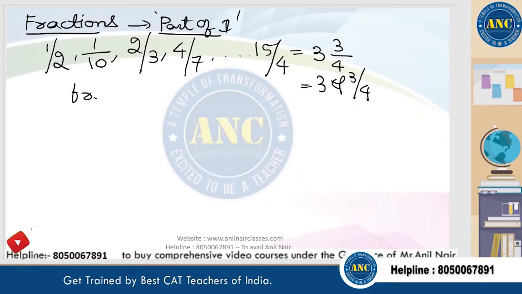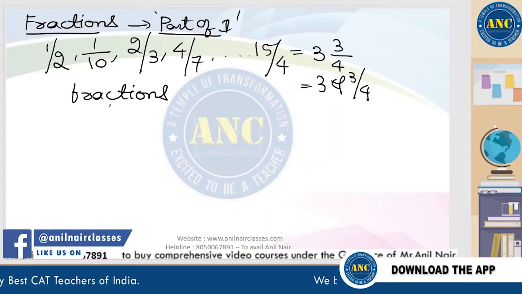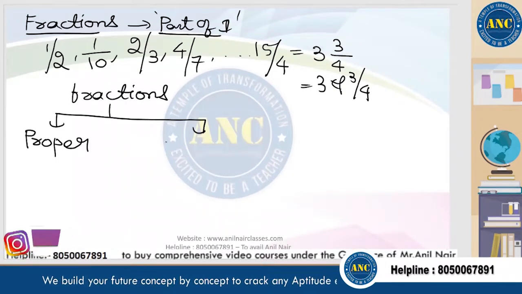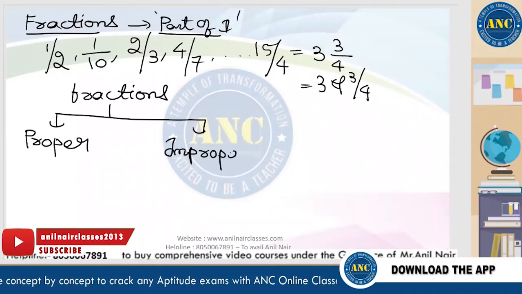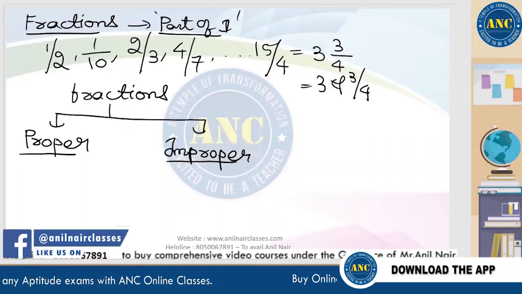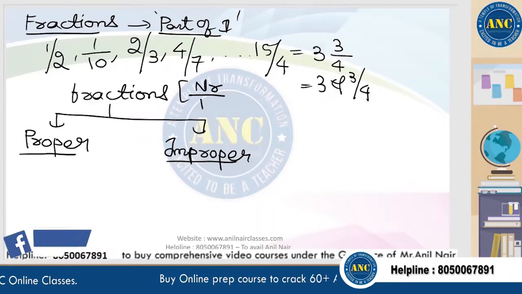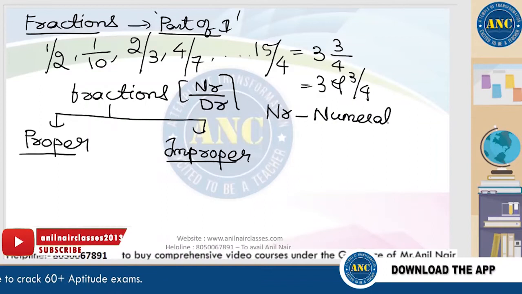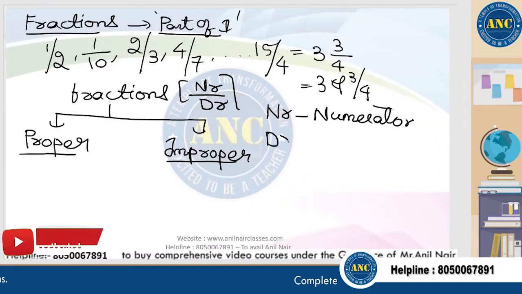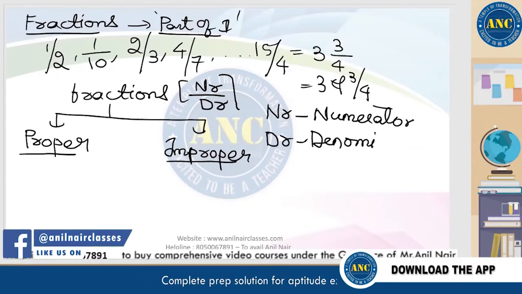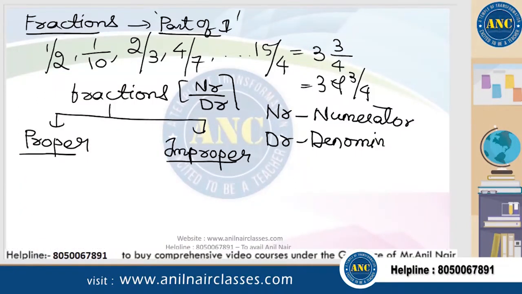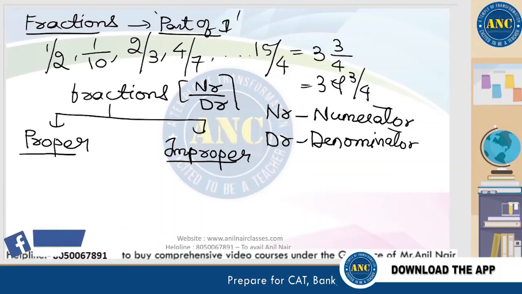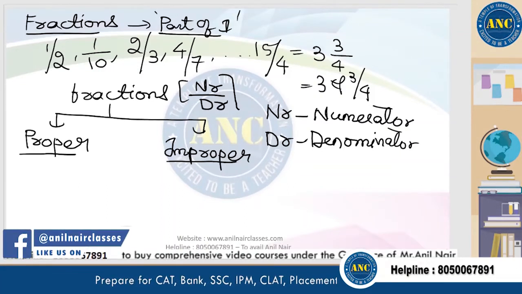Now in fractions, there are two kinds of fractions. One is a proper fraction, another is an improper fraction. A fraction will have a numerator and a denominator. NR refers to numerator, DR refers to denominator. Proper fraction and improper fraction.